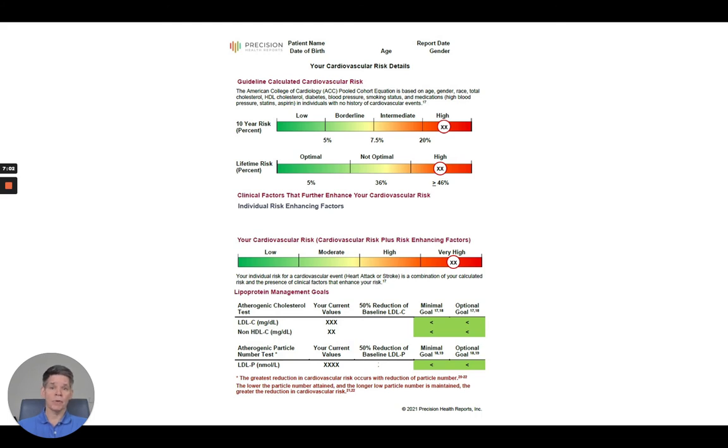For high risk and very high risk, the guidelines say that you need at least a 50% reduction in your baseline numbers. For moderate risk, you need a 40% reduction. And what will happen is in the green areas to the right, all of these details come together as a range of numbers that you and your healthcare team need to discuss as to what is ideal for you.